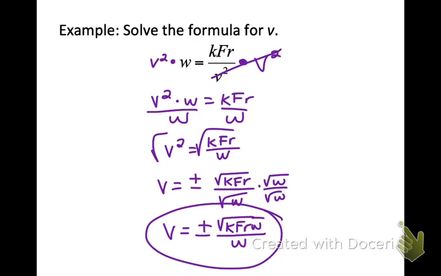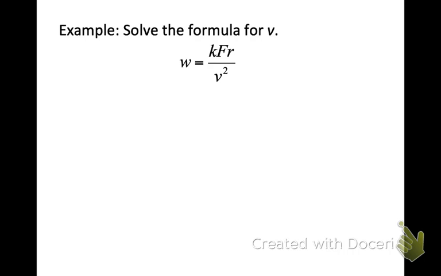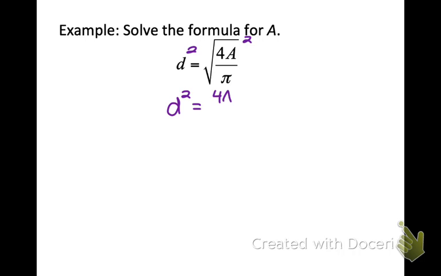All right. Formula number 2. Here we have a radical sign already in there. So we have D equals the square root of 4a all over pi. You would square both sides. So squaring the right just eliminates the square root sign. So we've got D squared is equal to 4a over pi.